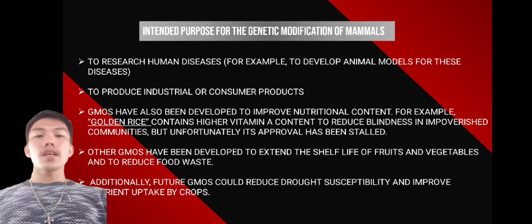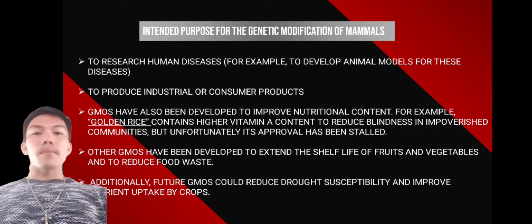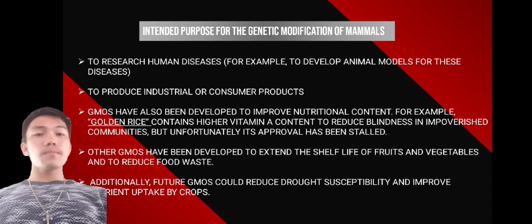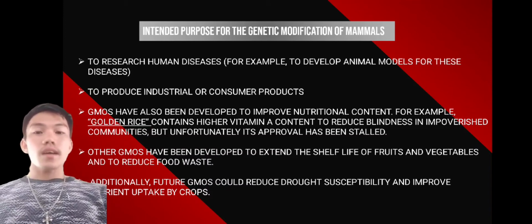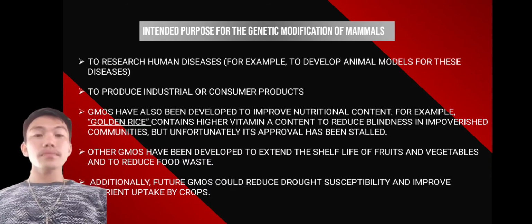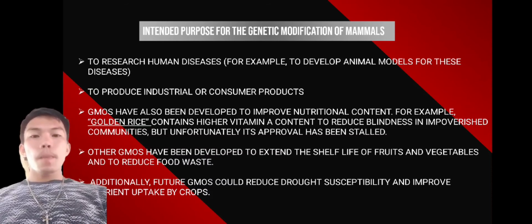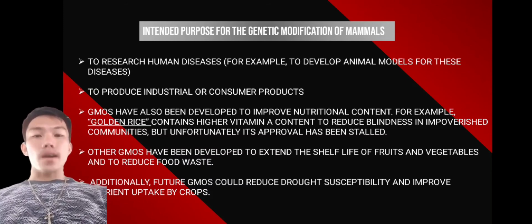So vertebrate animals are those with backbones. An example of mammals includes rats, cats, dogs, deer, monkeys, apes, bats, whales, dolphins, and humans, and so on, with backbones. That is mammals. So next is to produce industrial or consumer products.